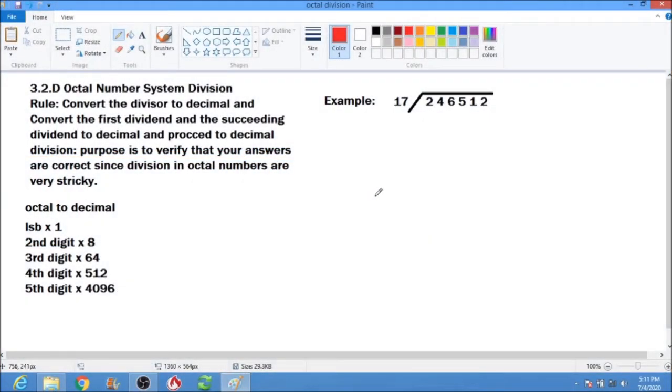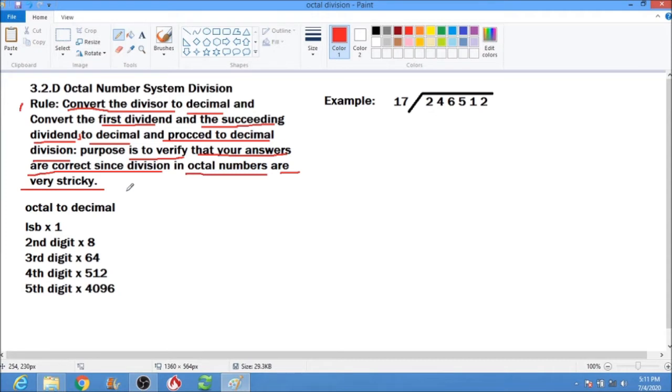We have the last topic for the octal number system division. So we have the rule: convert the divisor to decimal, and convert the first dividend and the succeeding dividends to decimal, and proceed to decimal division. What is the purpose of this? The purpose is to verify that your answers are correct, since division in octal numbers is very tricky and sometimes erroneous for us.